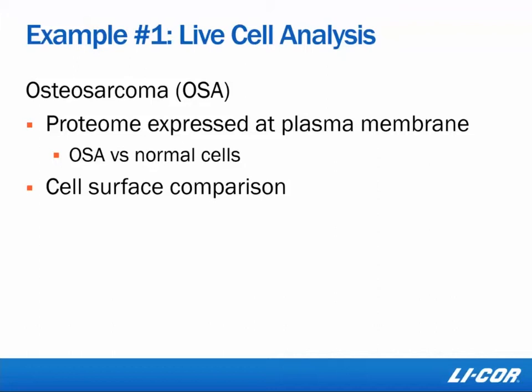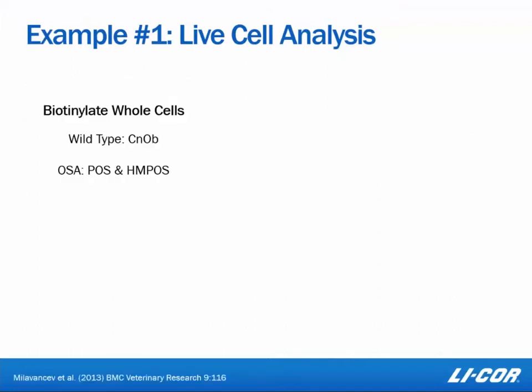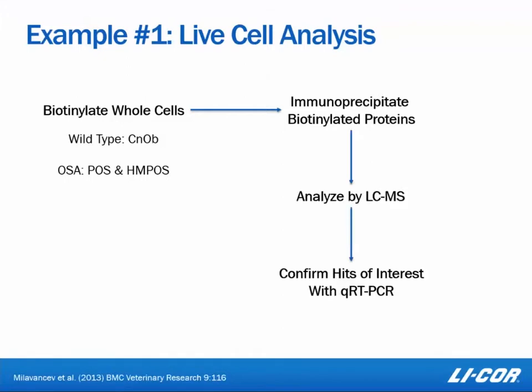Once biotinylated, they then immunoprecipitated those biotinylated proteins and analyzed the immunoprecipitate with mass spectrometry. From this screen, they could quickly identify a number of protein hits that differed in their cell surface expression compared to wild type, or the CNOB cells, to cancerous cell lines, the POS or HMPOS cell lines.